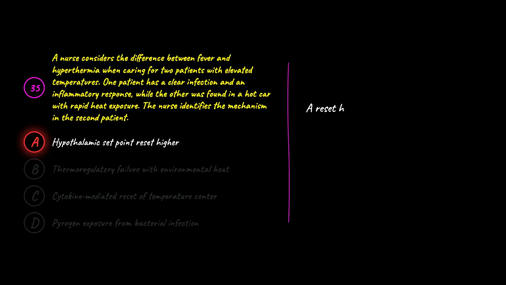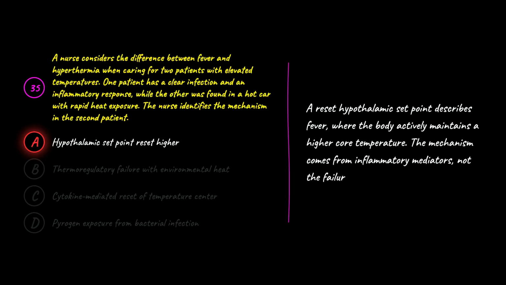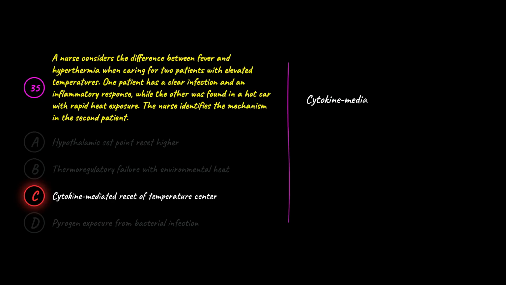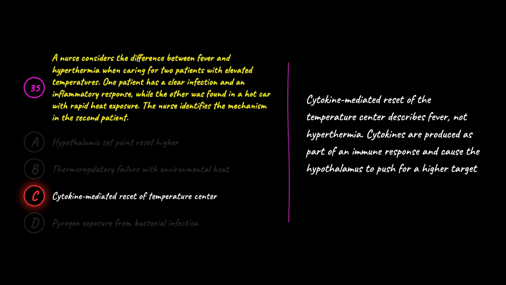A is wrong because a reset hypothalamic set point describes fever, where the body actively maintains a higher core temperature. The mechanism comes from inflammatory mediators, not the failure of thermoregulation seen in environmental heat exposure. C is wrong because cytokine-mediated reset of the temperature center describes fever, not hypothermia. Cytokines are produced as part of an immune response and cause the hypothalamus to push for a higher target temperature.